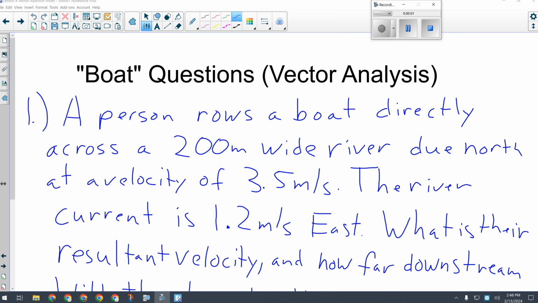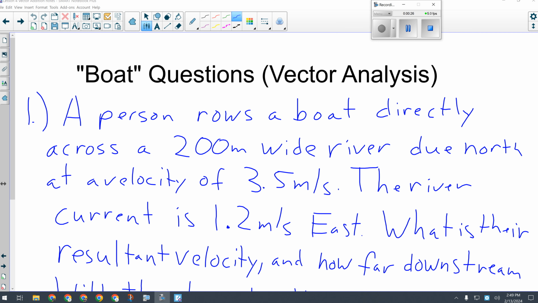All right, so another type of vector addition question that we have to go over are what we call boat questions. They're going to be a bit of a relief because they're only perpendicular. You're going to have across the stream and down the stream as your two directions. So you're not going to have a bunch of angled things, finding x's and y's and all of that stuff. So from the vector perspective, these questions are going to feel easier.